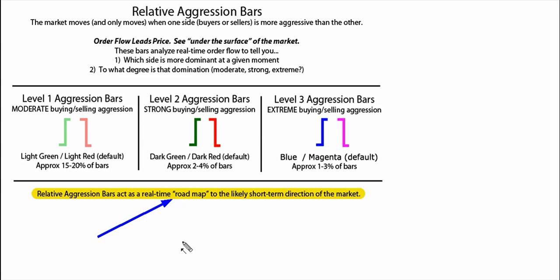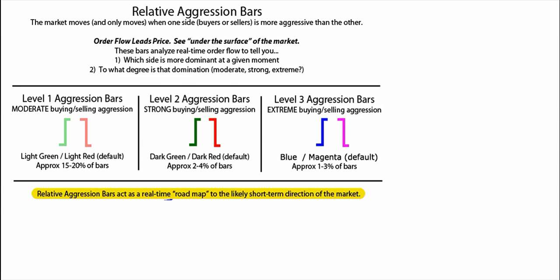Okay, so by looking at these aggression bars, it gives us a really good real-time roadmap to see what's really going on under the surface, so that again you can stay on the right side of the market more often than not. Again, it's increasing your edge. There's nothing magic about this. It's just increasing your edge. You still have to put it together. You still have to think, that sort of thing, but it's increasing your edge.